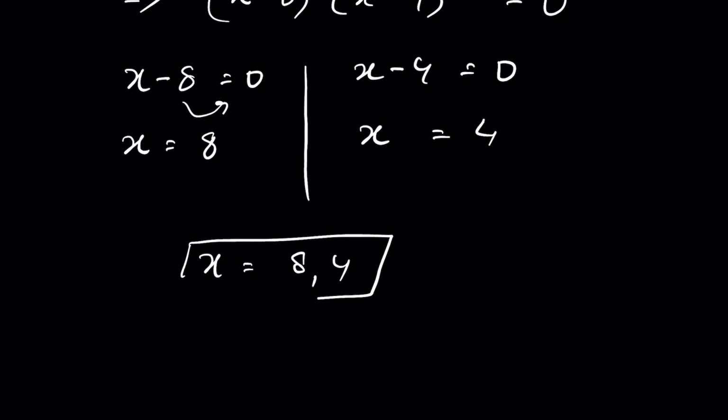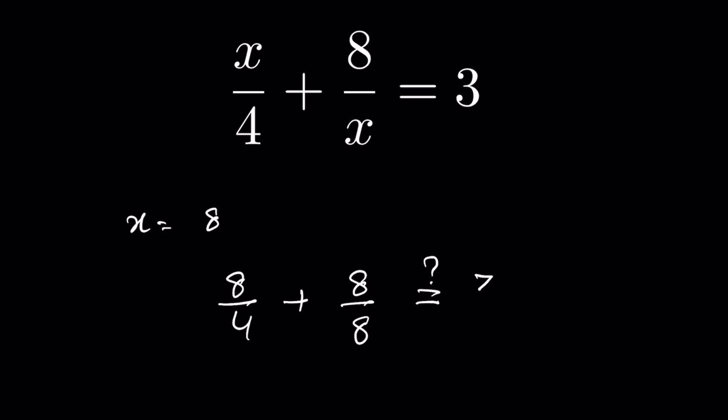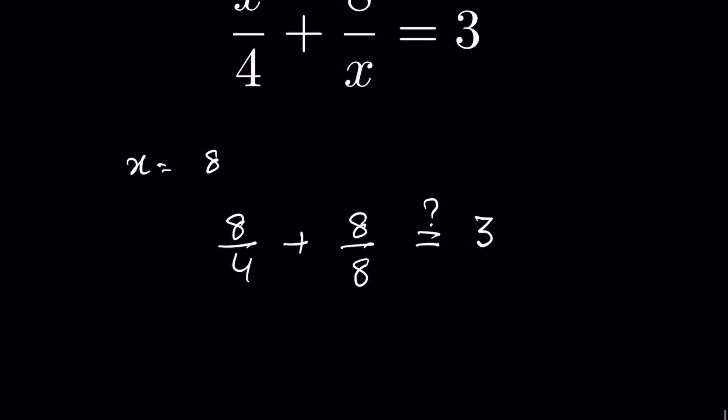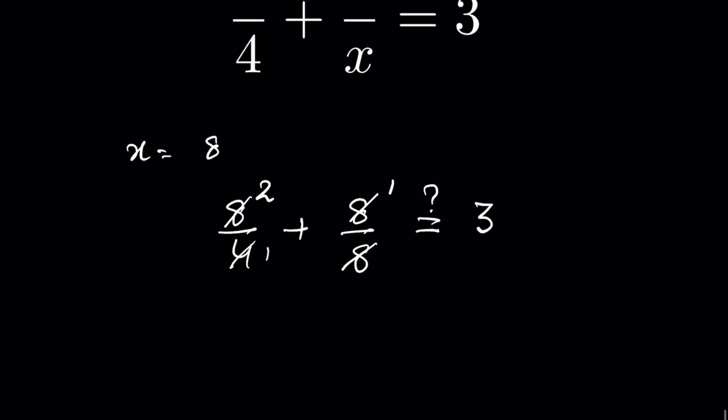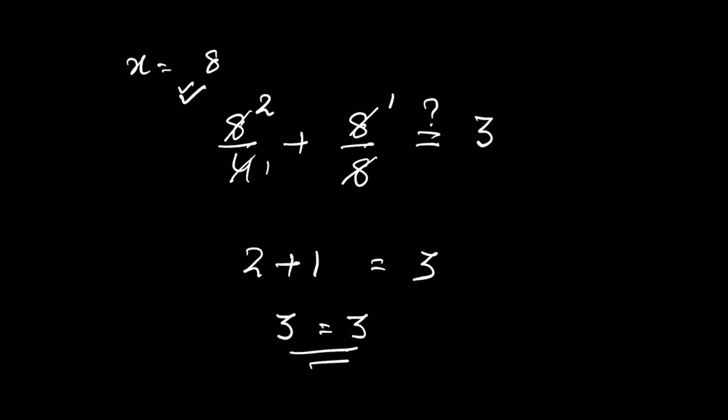Let's verify this answer. When x is equal to 8, put the value of x here: 8 upon 4 plus 8 upon 8. We have to check whether it is equal to 3. Now we can reduce the fraction: 4 times 2 is 8, and 8 times 1 is 8. So now we have 2 plus 1 is equal to 3. LHS is equal to RHS. So the first root is verified.